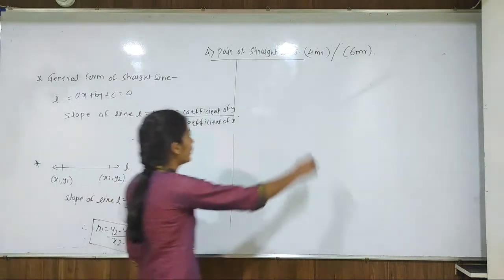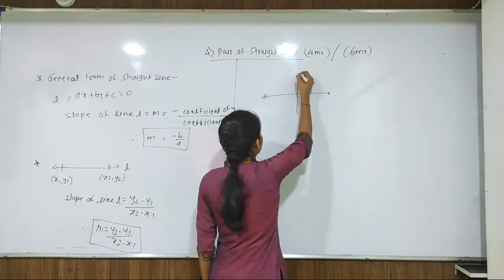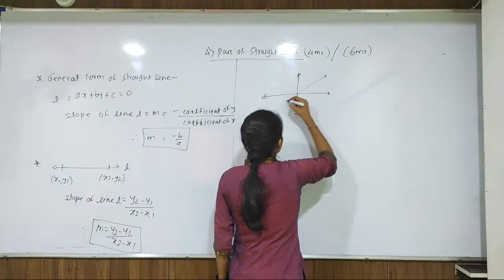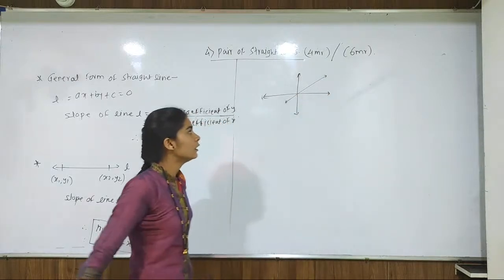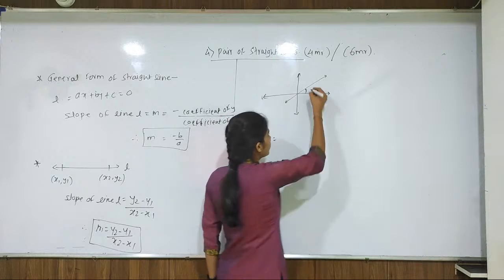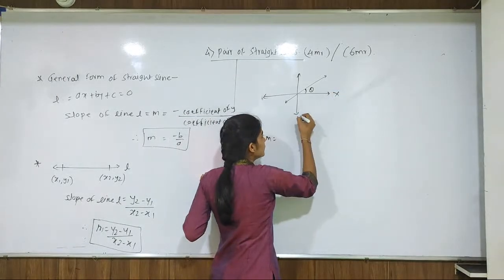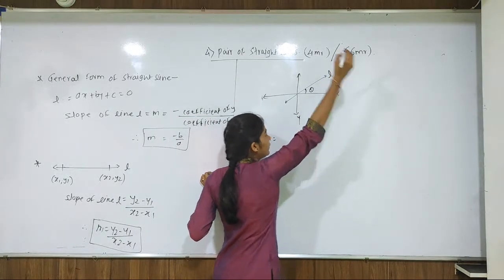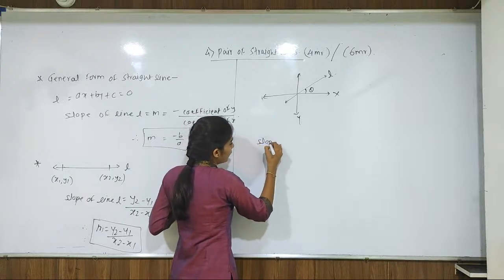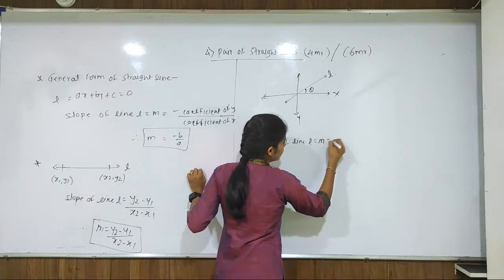Now if we have x axis and y axis, and if the line passes through the origin, then tell me the slope. M is equals to what? Here it is theta. This is our x axis, y axis. This is line L. Now we have to find the slope of line L, m is equal to.